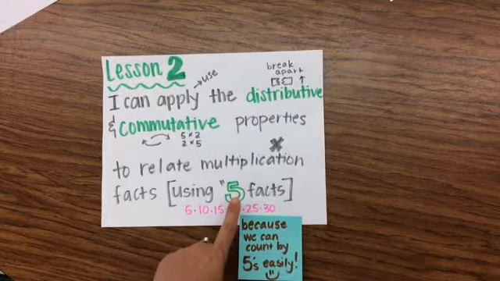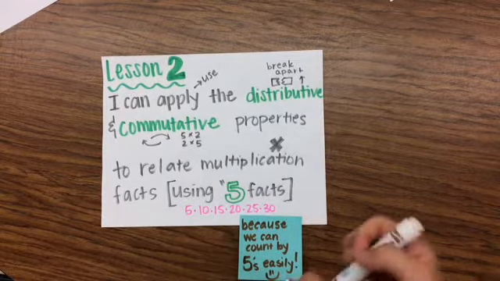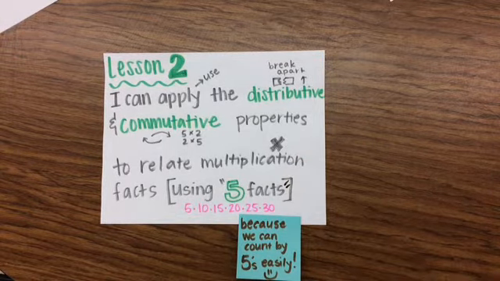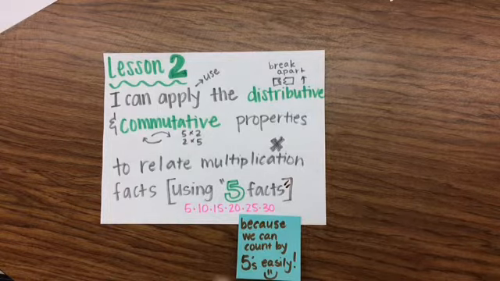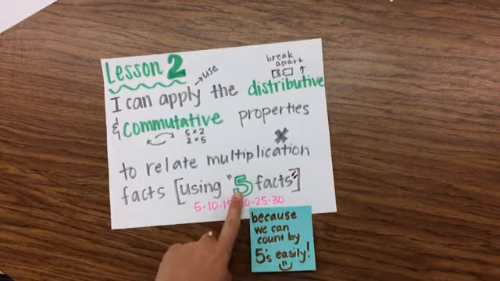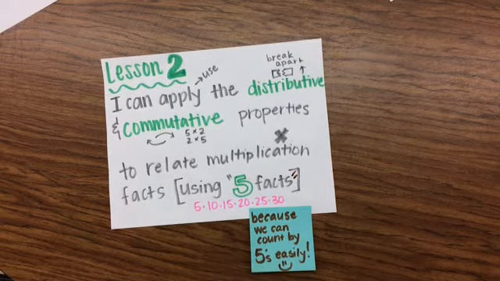And today we're going to be using our 5 facts. I forgot to put quotations on this side. 5 facts. And all that means is we're going to be using our knowledge about fives. We know a lot about fives. We can count by fives really easily. 5, 10, 15, 20, 25, 30. So that's a good reason why we use our fives facts, because we can always count by fives really easily.